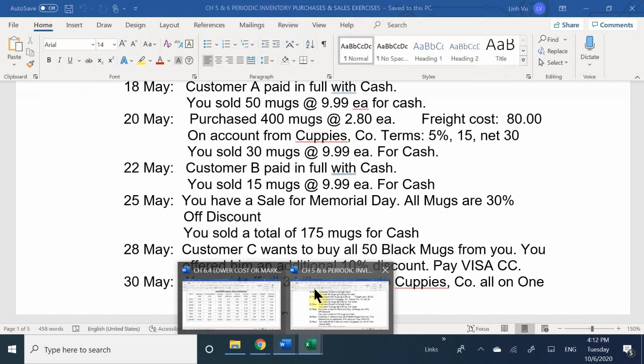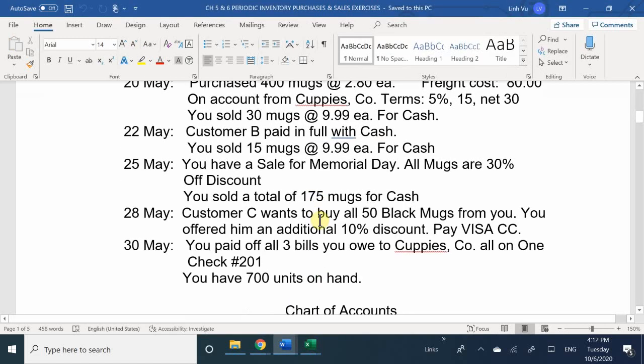Okay. So what has happened finally on the 25th of May? You have a sale for Memorial Day, all mugs 30% off. And we ended up selling 175 mugs, all for cash. Good. All right, so 25th of May.